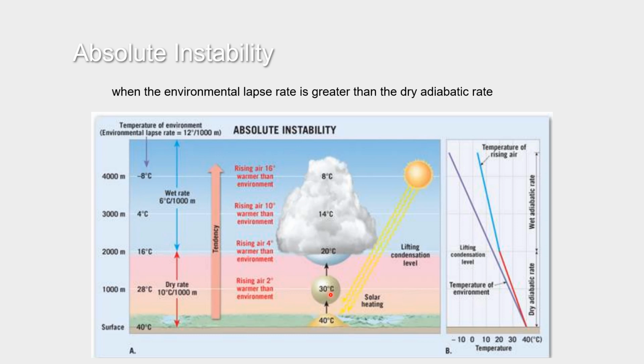So again, in this illustration, this parcel of air is less dense. That's why it's buoyant. The rising air is 2 degrees warmer than the environment. That's why it goes up. That's why it's unstable, because it's rising up. And it's making this dry adiabatic rate lower than the environmental lapse rate. So this is what we call the absolute instability.